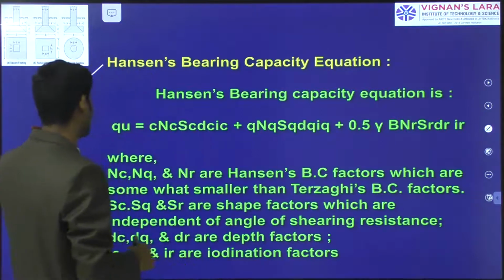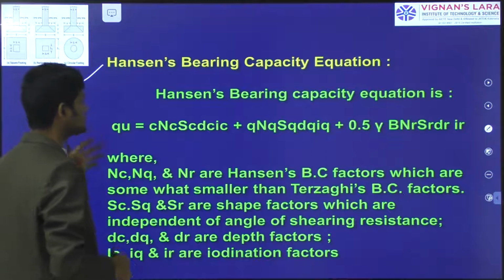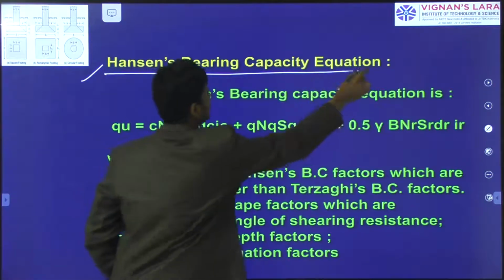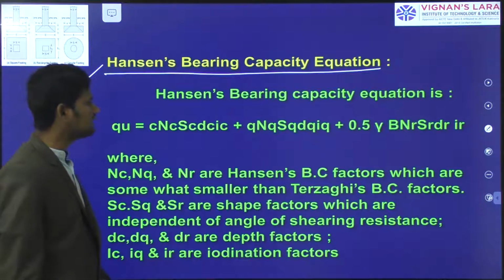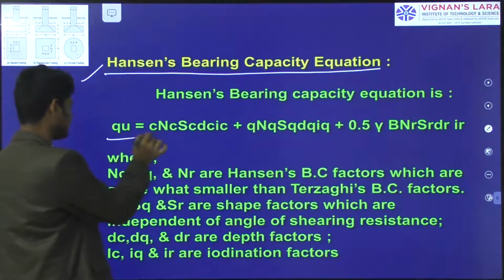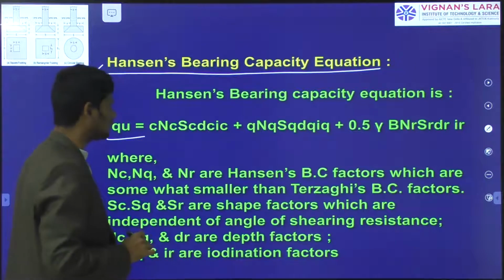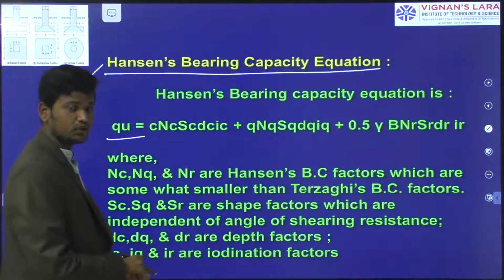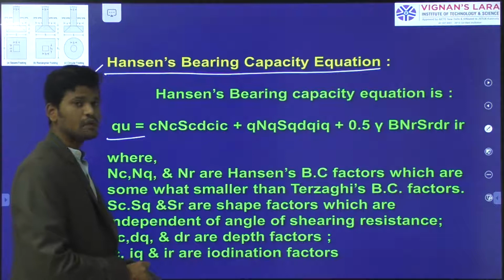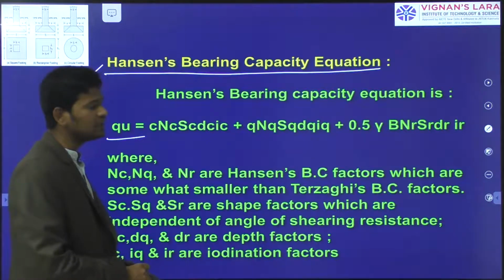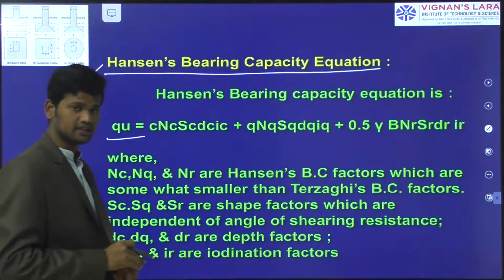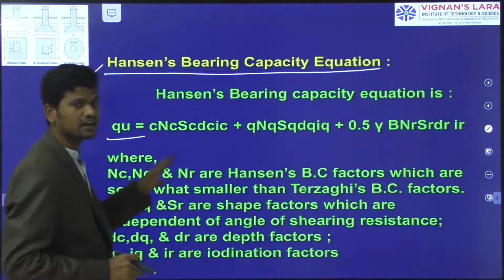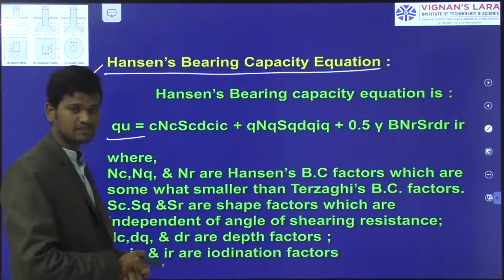Next, here is one more calculation for the bearing capacity equation, that is Hansen's bearing capacity equation. It is given by the formula Qu equals C Nc Sc Dc Ic plus q Nq Sq Dq Iq plus half into gamma into B into N gamma. What is the equation you have in Terzaghi's equation? The same equation we are also considering for Hansen's bearing capacity equation.